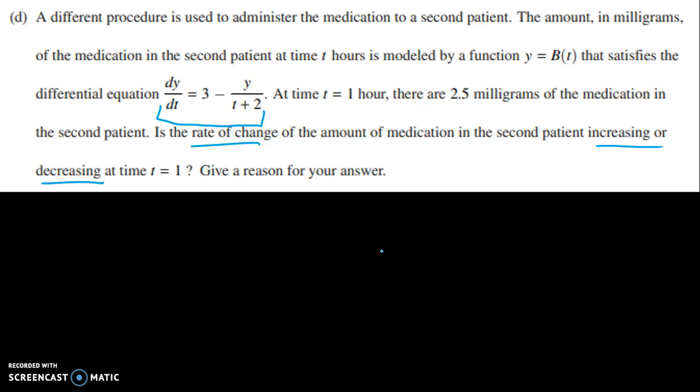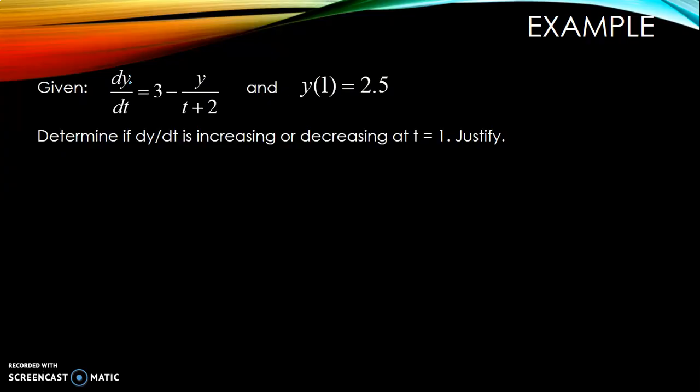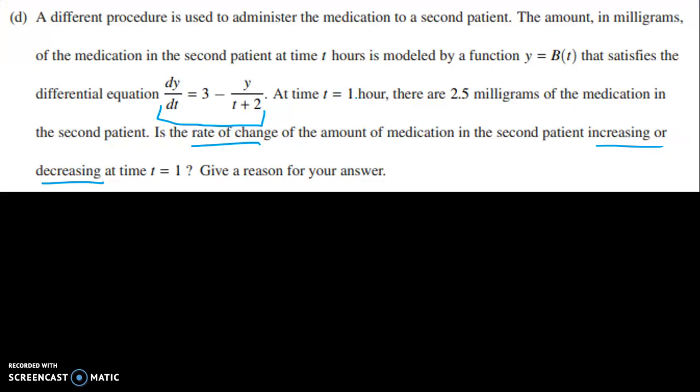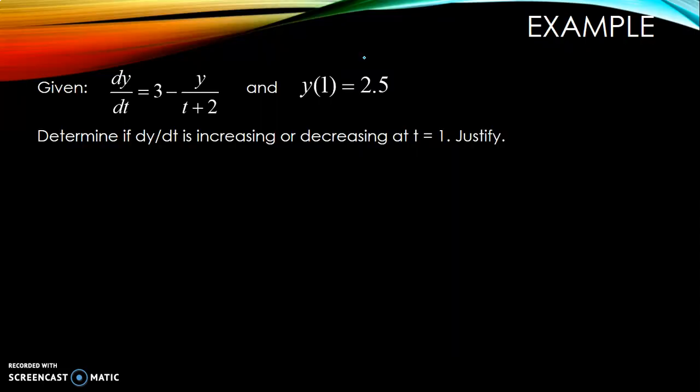Now, I don't want you guys to copy this whole thing down. What I want you guys to copy down is the simplified version of this problem. So given that dy/dt is 3 minus y over t plus 2, and y of 1 is equal to 2.5. That's what this part is telling you. Determine if dy/dt is increasing or decreasing. So determine if the rate is increasing or decreasing.